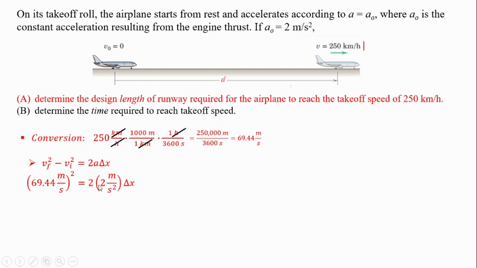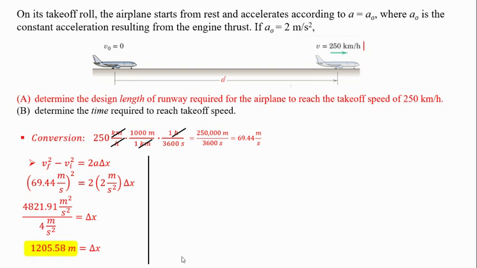So 2 times 2 is 4. And to get delta x by itself, we need to divide both sides by 4. So here's my work. 69.44 squared is going to give us about 4,821.91 meters squared per second squared. And we're going to divide that by 4 meters per second squared. That's going to give us our displacement. So the answer is going to come to about 1,205.58 meters.